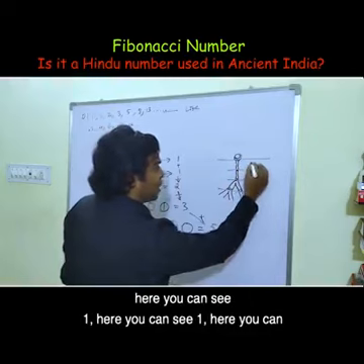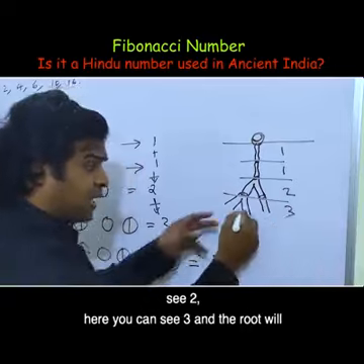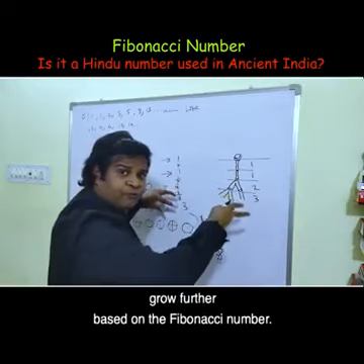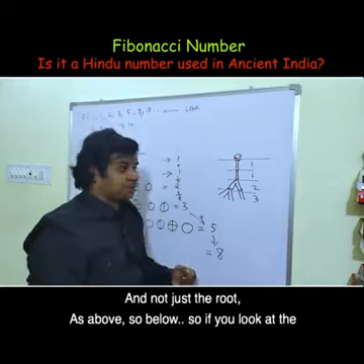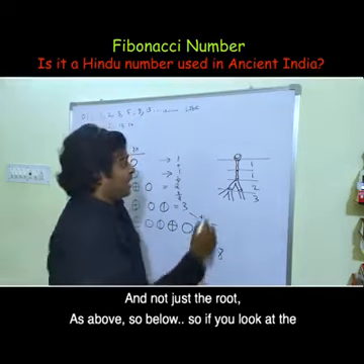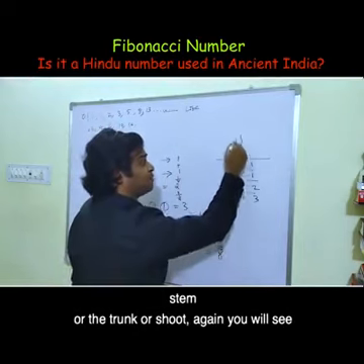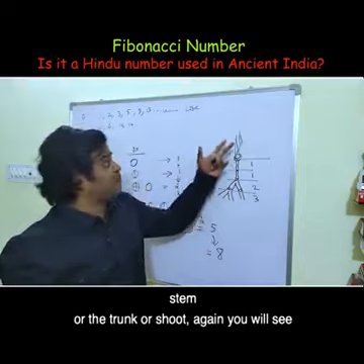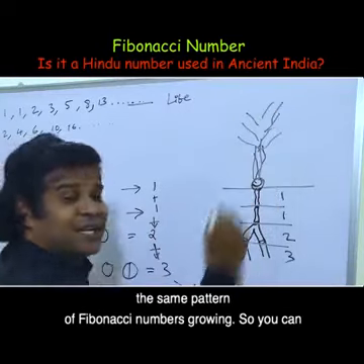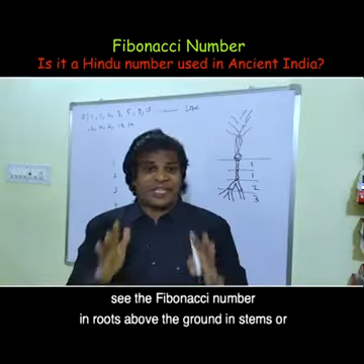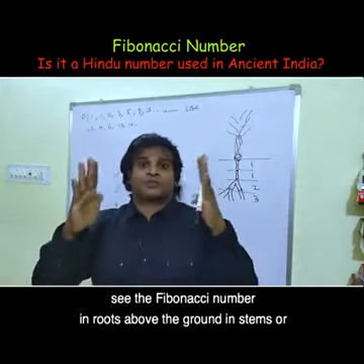So here you can see 1, here you can see 1, here you can see 2, here you can see 3, and the root will grow further based on the Fibonacci number. And not just the root. As above, so below. So if you look at the stem or the trunk or shoot, again, you will see the same pattern of Fibonacci numbers growing. So you can see the Fibonacci number in roots, above the ground, in stems or shoot.